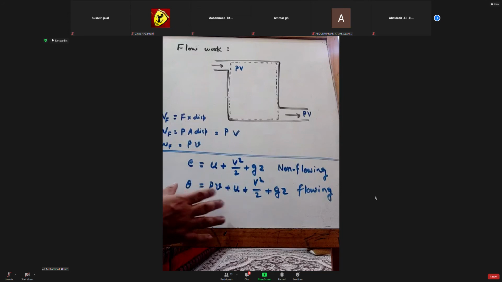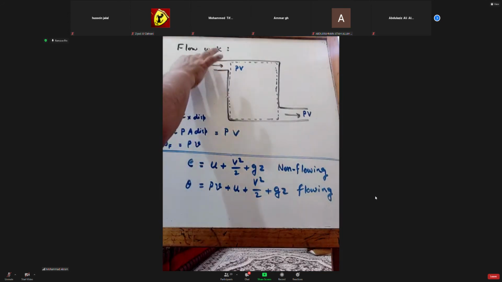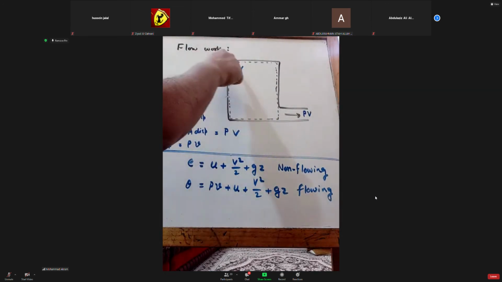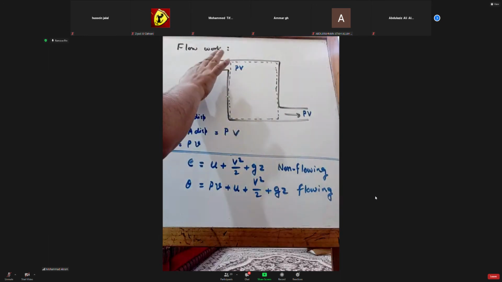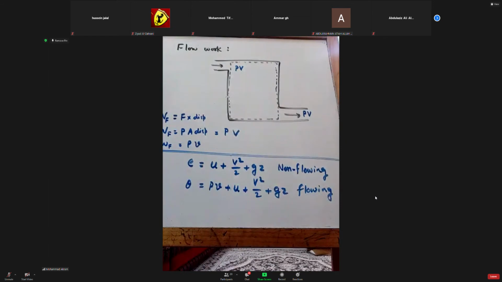If it is closed, we don't have anything coming in or going out, right? So we don't have this flow work. If it is open, then some flow work is required to push in and push out. That is P into V.